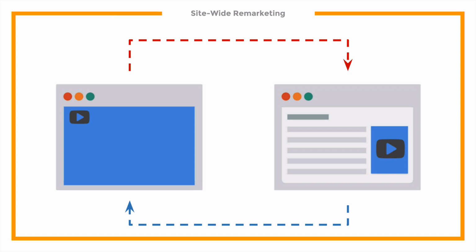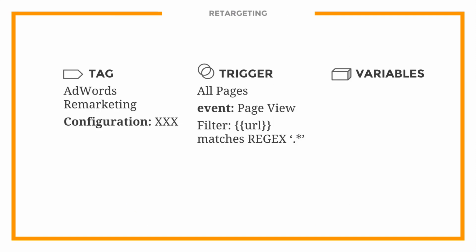And we can deploy this cookie or this tracking technology via Google Tag Manager, and we'll deploy an AdWords remarketing tag with some configurations and use our built-in all pages trigger to deploy this site-wide remarketing. Now, we won't make use of any variables in this method of remarketing, but they will get important later. So let's take a look at a practical example.